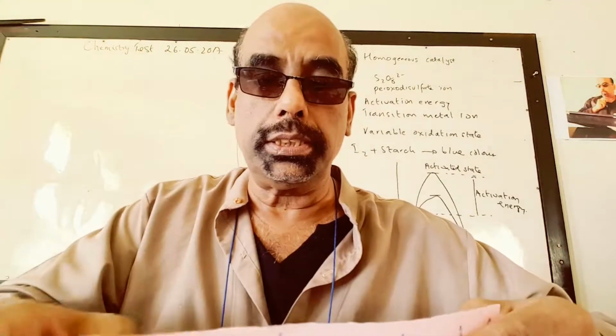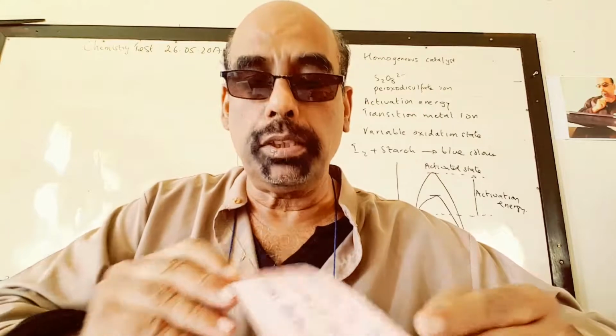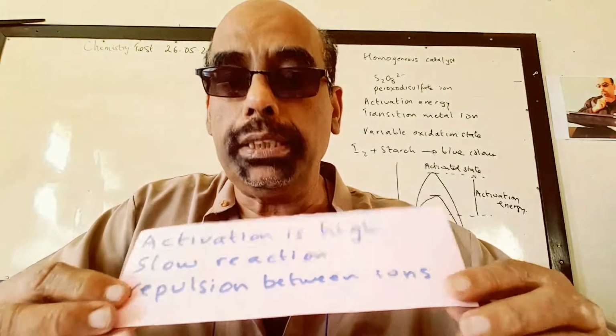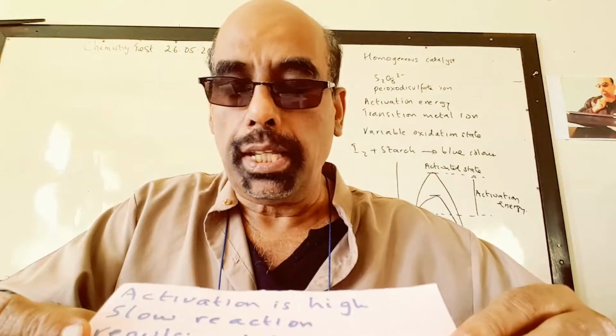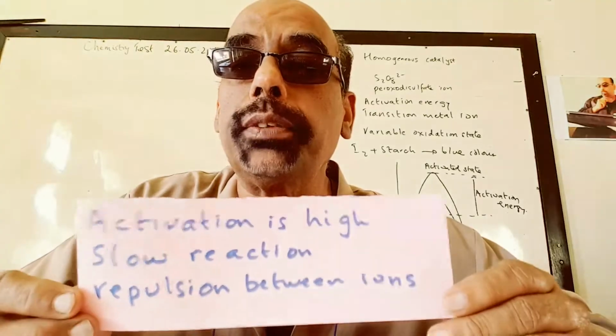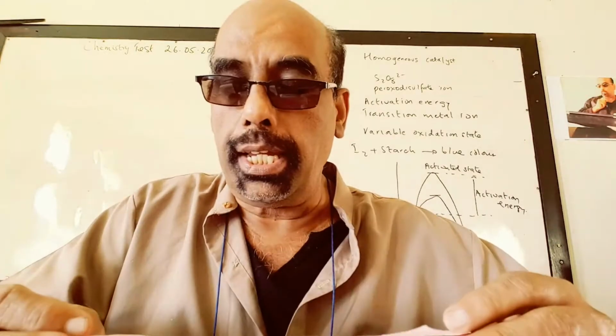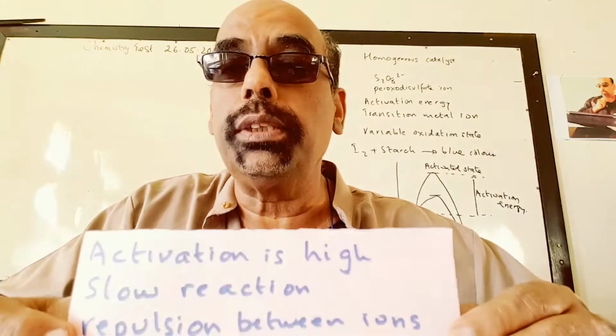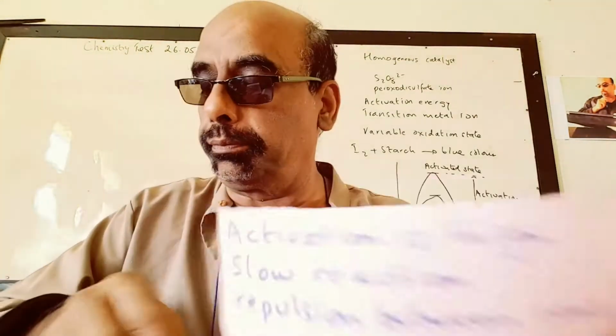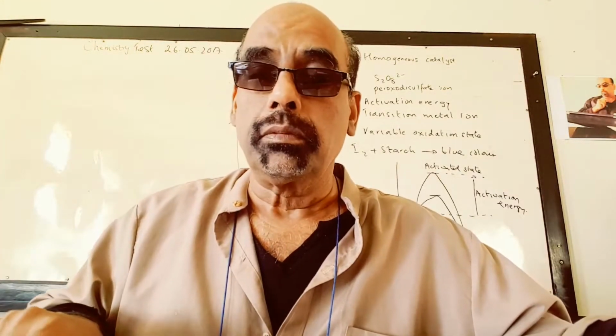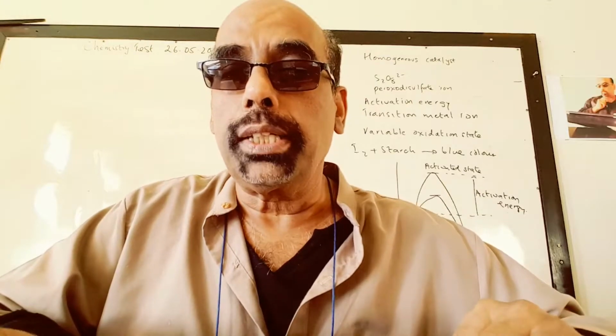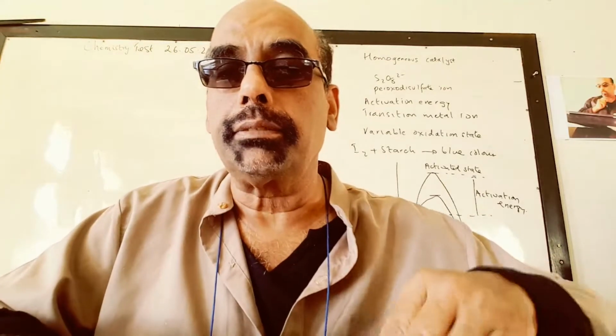Why is the activation energy high? Because the ions repel each other. Activation energy is high, so the reaction is slow, and there is repulsion between negative ions. For this reaction, we can use a catalyst.